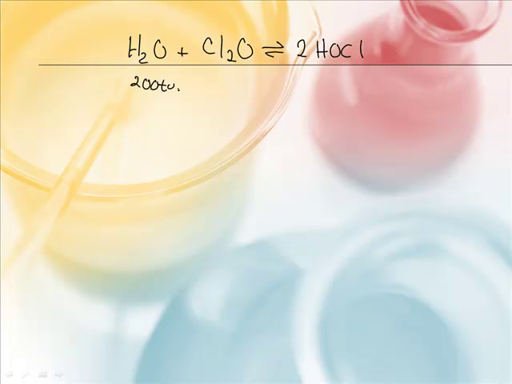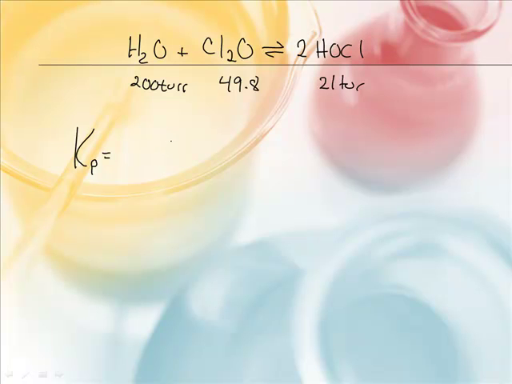So what's the reaction, Mr. Sams? Water plus Cl2O makes 2HOCl. Now what are our numbers? The pressure of water is 200 torr. Pressure of Cl2O is 49.8 torr. And the HOCl is 21 torr. Now the K, in this case, we would do a Kp because these are given in pressures.